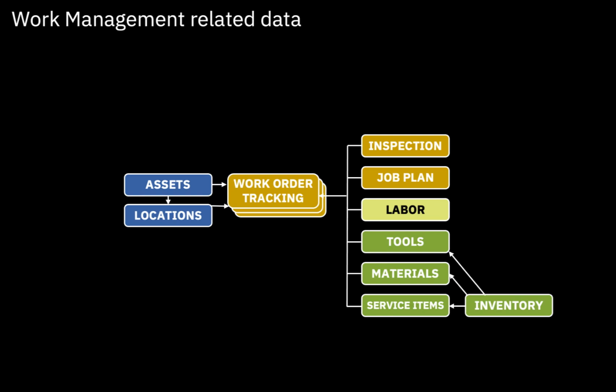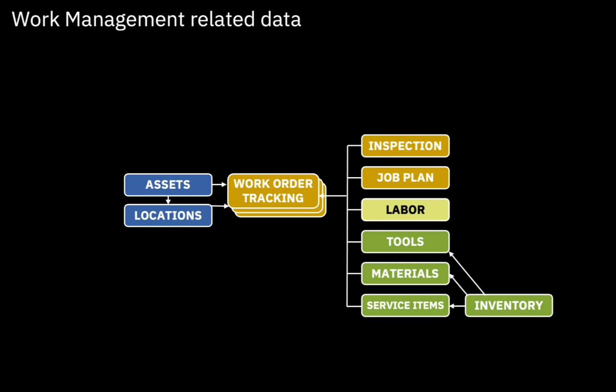Job plans are used as templates for work orders. They are similar in that they can contain tasks, labour, tools, material and service items, but they are only used in conjunction with another record to create a work order, for example a PM or a condition monitoring point.